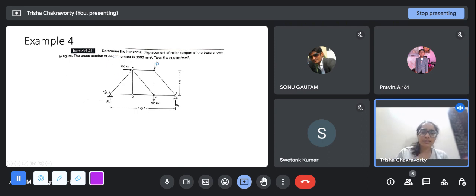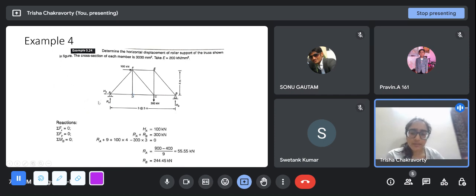So we are given the truss configuration. There are no zero force members. Okay, this is a zero force member because these two are collinear, so you can omit this. First we solve the reactions. HA and RA are the two reactions at the hinge, and RB is the reaction at the roller. From sigma Fx equal to 0, you get HA equal to 100 kilonewton. From sigma Fy equal to 0, you get that RA plus RB will be 300.